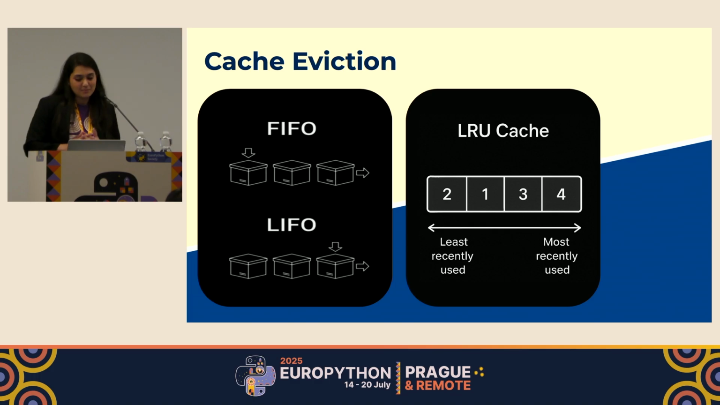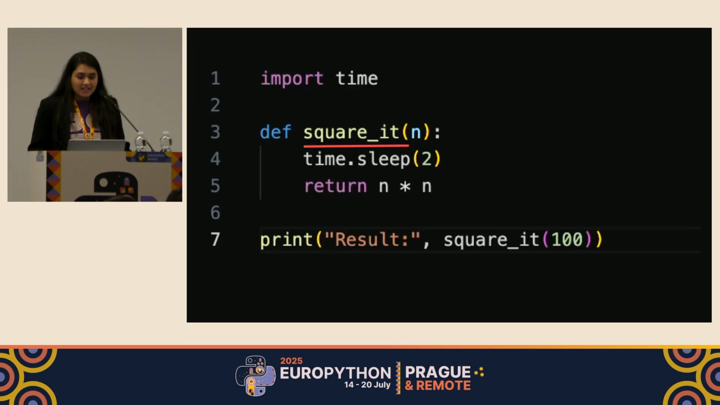For now, let's be boring again and look into local internal in-memory caching. We will see how Python uses an LRU cache. Taking an example of the super simple function squareIt, it takes in an input and returns its square. The only catch, as we can see on line 4, the function sleeps for 2 seconds before doing so. We are calling this function with the input parameter as 100 and printing the returned square.